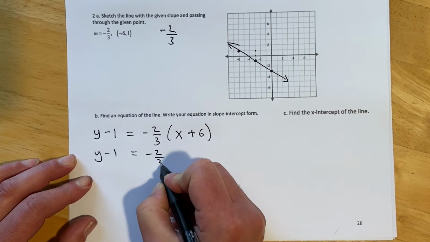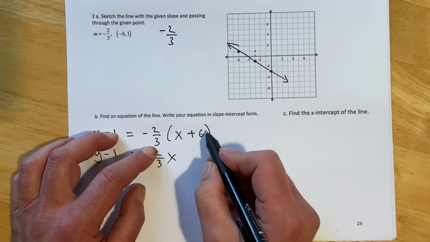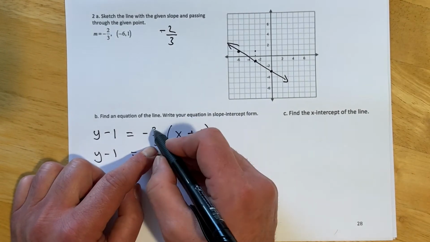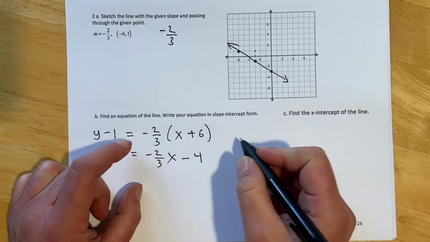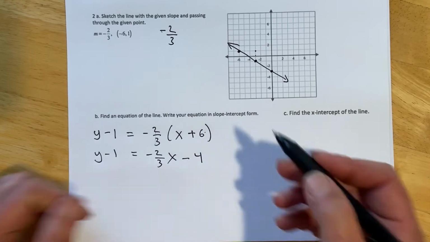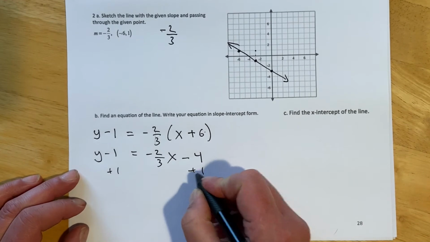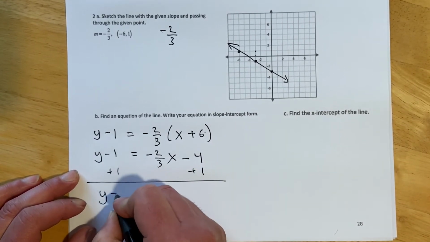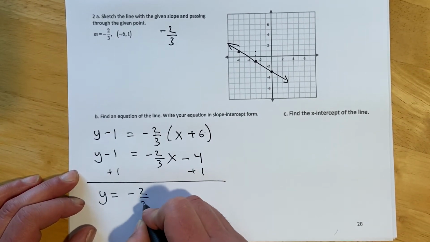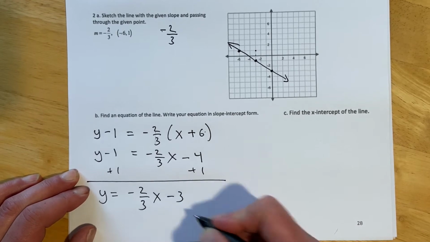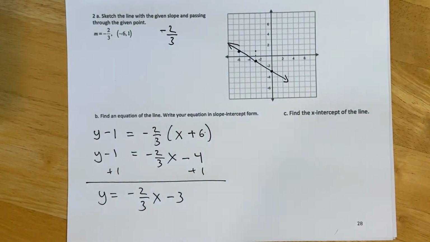So -2/3 x. 3 would go into 6 2 times, and then 2 times 2 would be 4. Or you could just think, what's 2/3 of 6? 4, and then negative because of the sign. And then let's add that 1 over, and I got y equals -2/3 x minus 3. So there's my equation in slope-intercept.